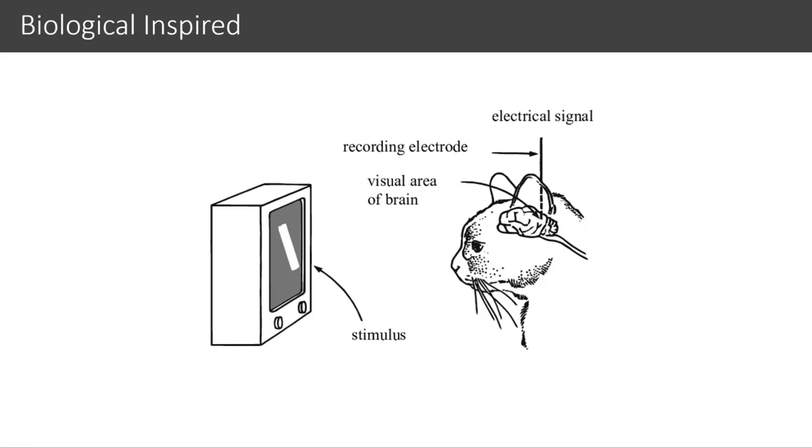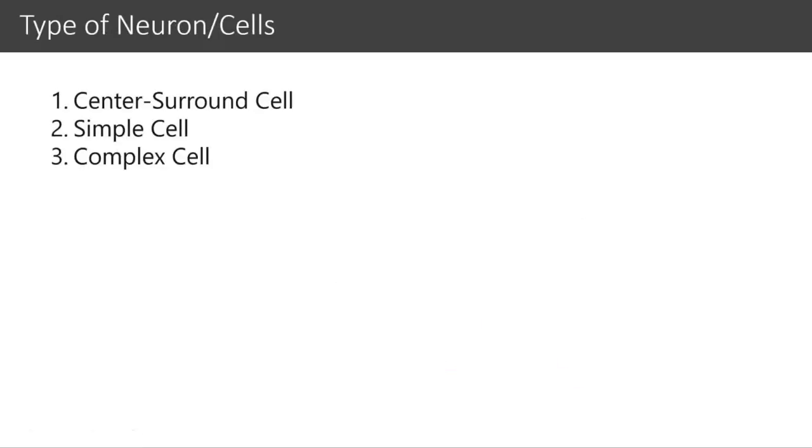These two professors were working on the experiment, and they had a dead cat. They were shining the light and the neurons were responding to that. So they made three discoveries. They understood that there are three types of neurons in the cat's brain.